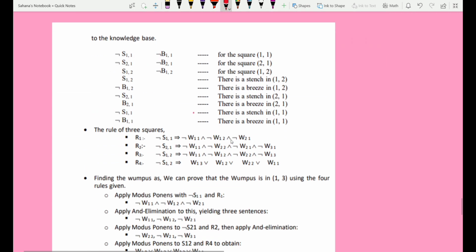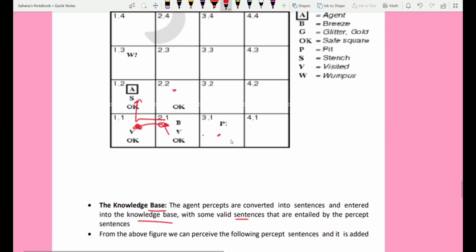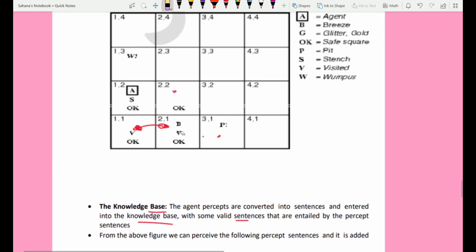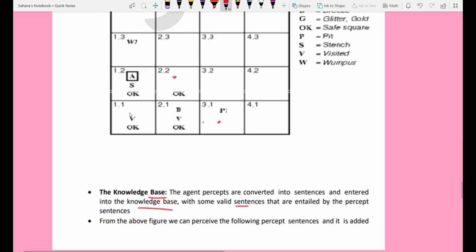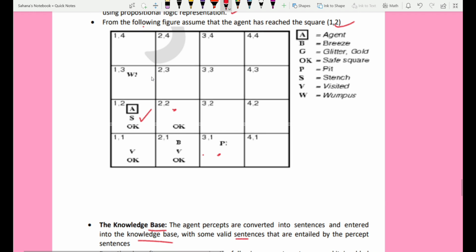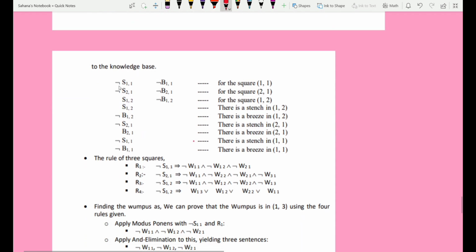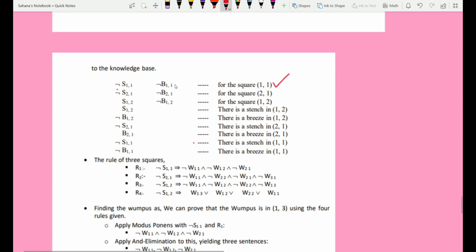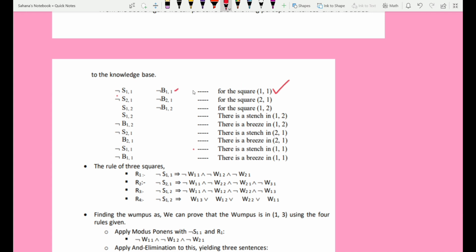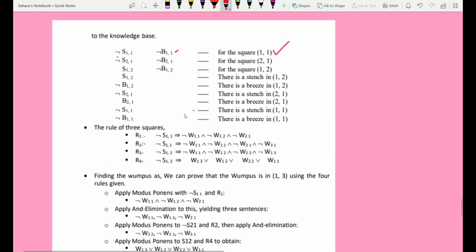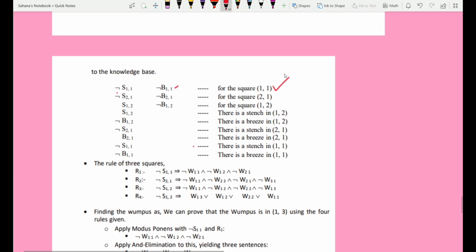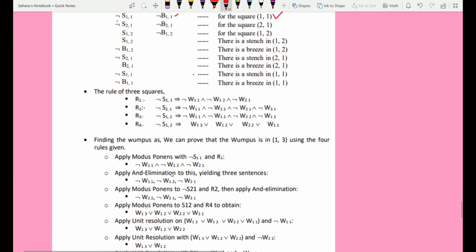In this table we can write what is there: there will be no stench in 1,1. Stench will be there only in 1,2, and then 1,4, and then 2,3. For the square 1,1, stench won't be there and breeze won't be there in 1,1, so there will be negation of S11. This S is stench and B is breeze. Then in the square 2,1, breeze will be there.